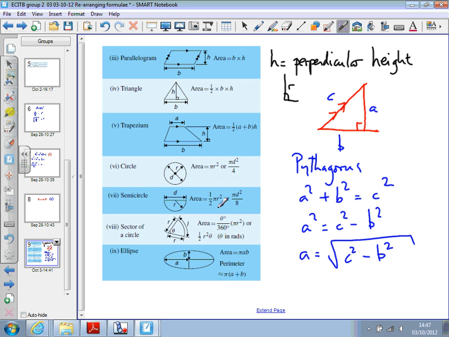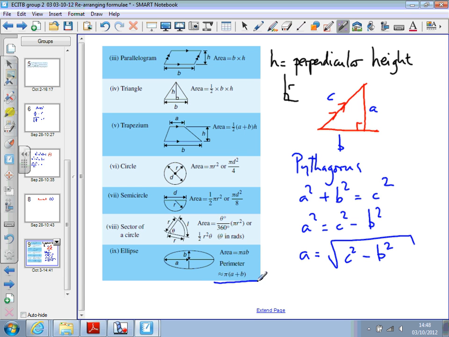Angle theta is the angle of the sector. So if I divide theta by 360, because the whole circle is 360, I get that fraction of the whole circle. So in other words, theta over 360 is the fraction of the circle, times pi r squared. So if theta was 90 degrees, that would be a quarter of the circle, wouldn't it? And 90 divided by 360 is a quarter. So that's where that formula comes from.